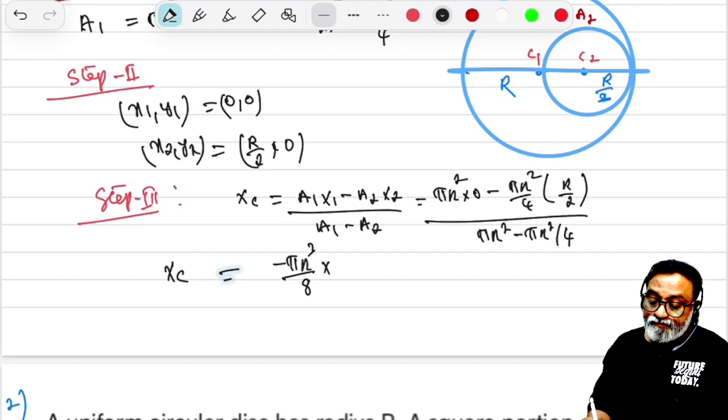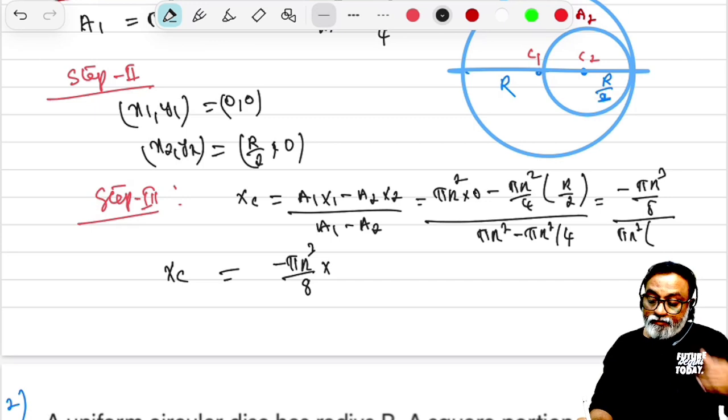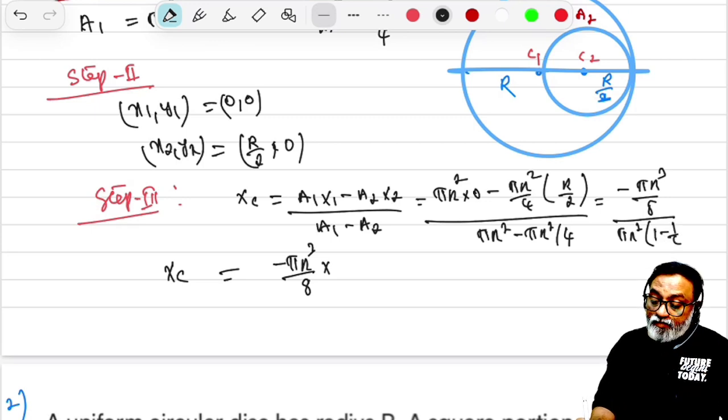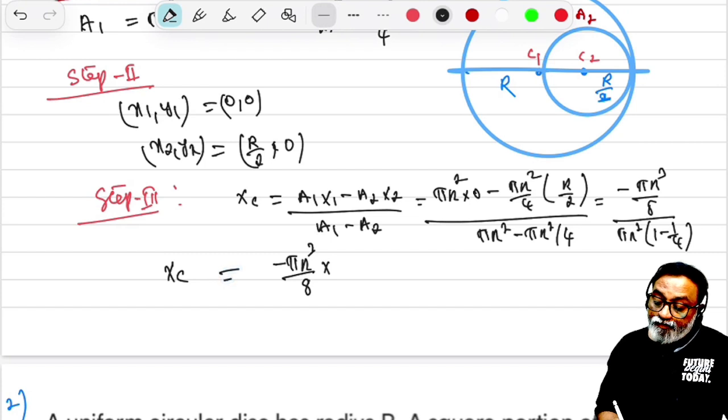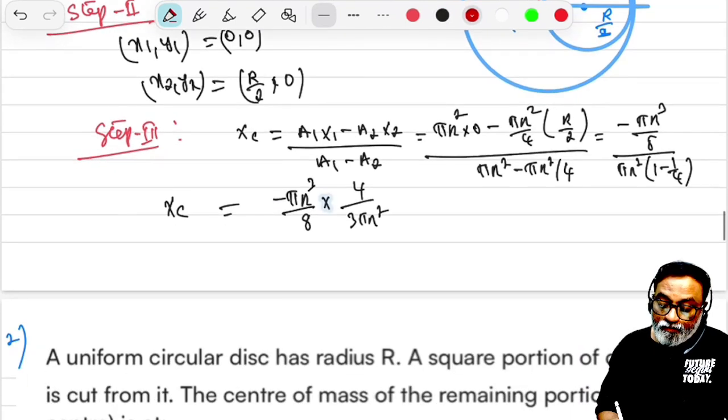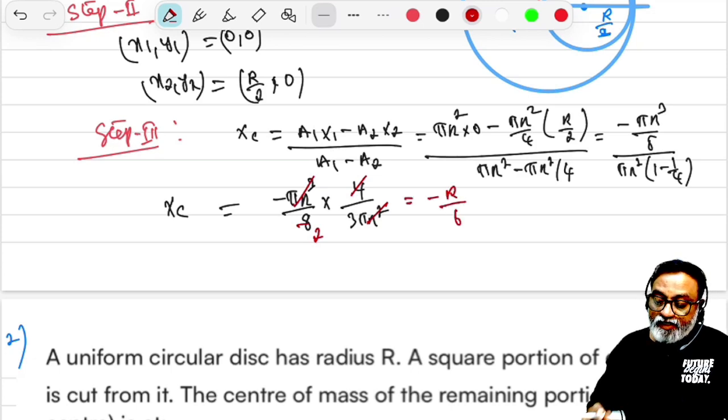Pi r square common. So I am writing another step here, minus pi r cube by 8. Here pi r square common. This becomes 1 minus 1 by 4. 4 minus 3 by 4. Therefore 4 by 3 pi r square. Therefore here pi r square, 1 pi r square cancel. 4 by 3... this becomes minus r by 6.